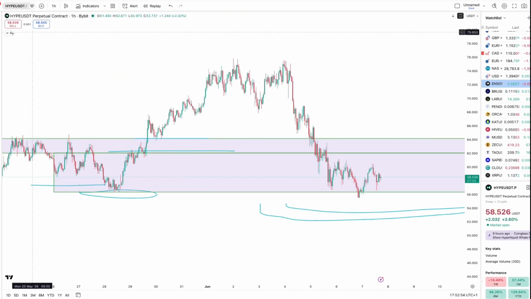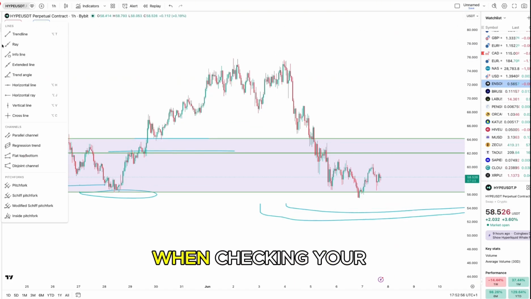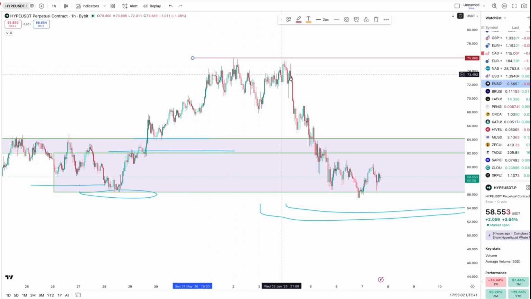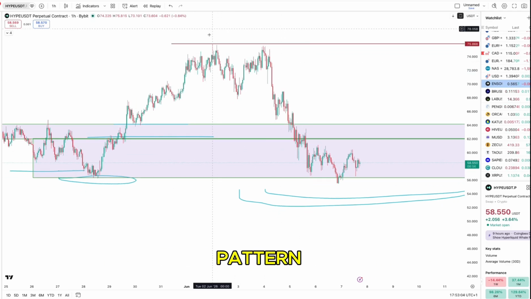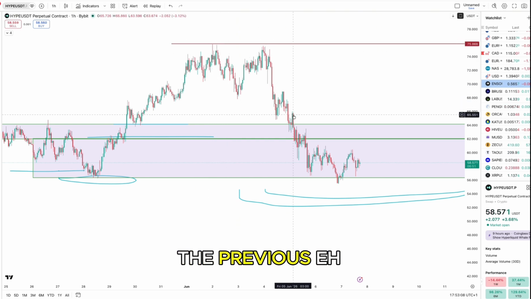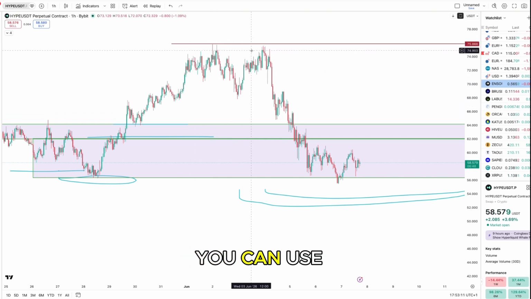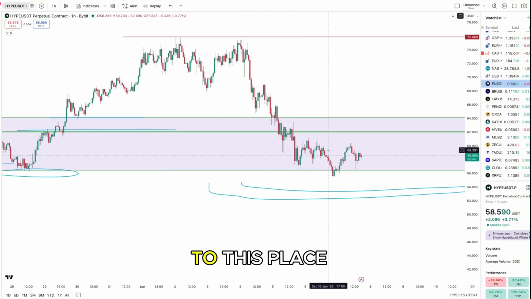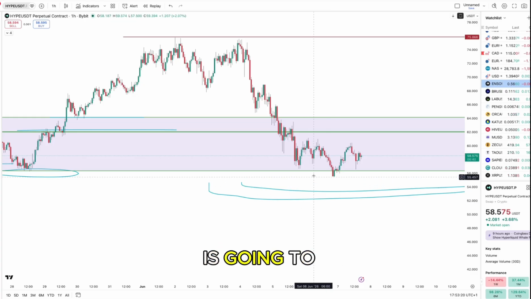When you look at your last price, always look at your last price when checking your chart pattern. Price on this area, which is your last price. So when you're checking your chart pattern, you won't start from this last price. You start from the previous. After this one, you can use the other swings to check. So how did this market get to this place? What chart pattern did they use? That will determine if this place is going to hold or not.